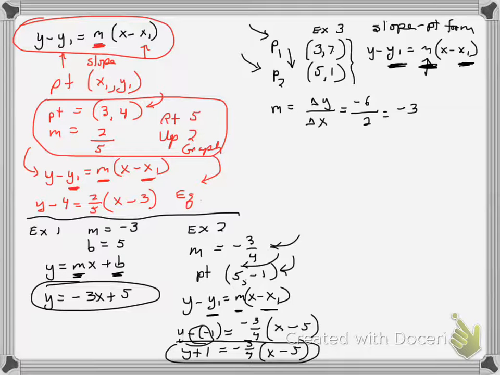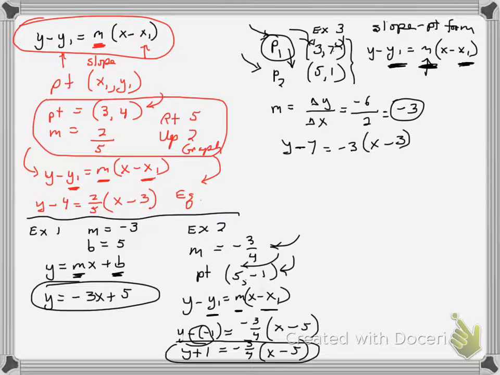Now, I could either use point 1 or point 2. It doesn't matter. I'll use point 1. So going to the general form here, I'm going to write y minus y1, which is 7, equals m, which is negative 3, times x minus x1. Going back to point 1, the x value is 3.